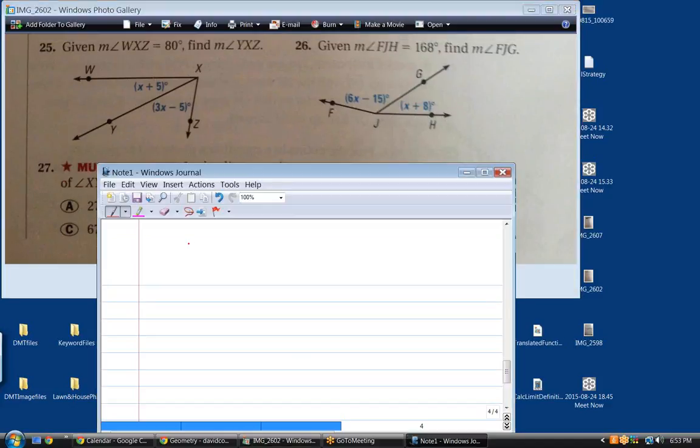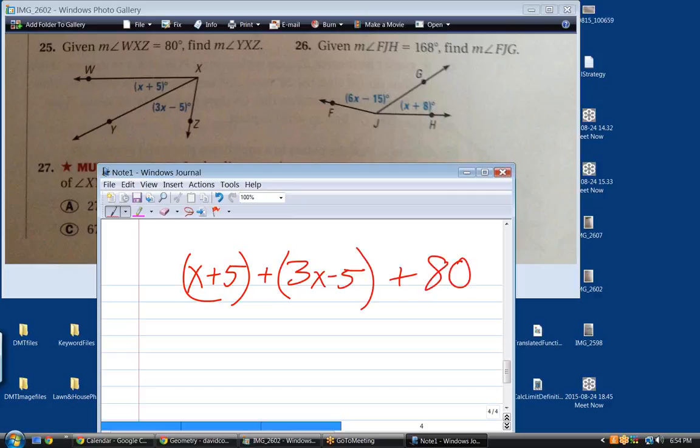Okay. What's the sum of the interior angles going to look like? There's one angle. Add the other angle to it. Plus 3. What's the other angle? 3x minus 5. And I know the sum of those two has to be 80. Whoops, I meant to put an equal sign.